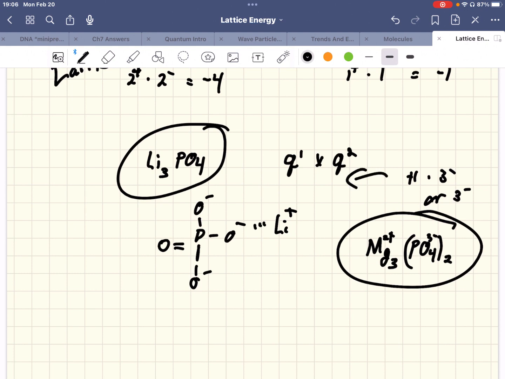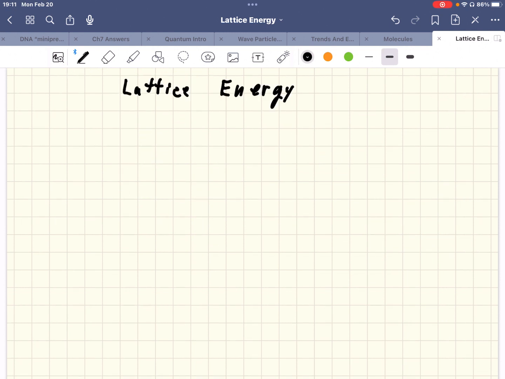And then if we do this one, it's 2 plus times 3 minus, which is equal to a 6 minus, and that would be the stronger lattice energy. So picking up lattice energy has a very specific definition, and it is taking the ions X plus in the gaseous state plus Y minus also in the gaseous state going to XY solid.